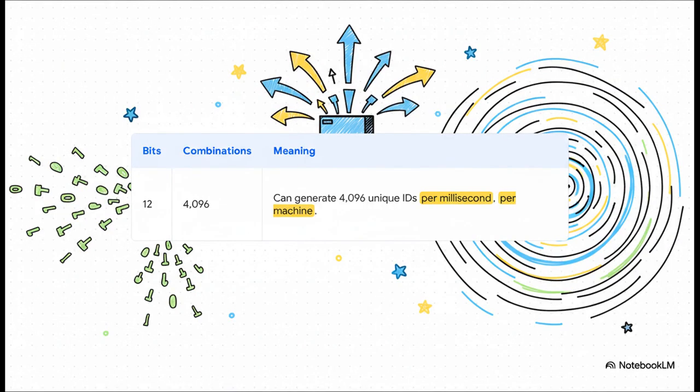And hey, remember that crazy requirement of generating over 10,000 IDs per second? Well, let's look at that 12-bit sequence number. That gives us 4,096 unique combinations. But here's the thing, that's not per second. That's 4,096 unique IDs per millisecond, per machine. That's over 4 million IDs per second. Our original requirement is just left in the dust. This thing is built for absolutely massive scale.